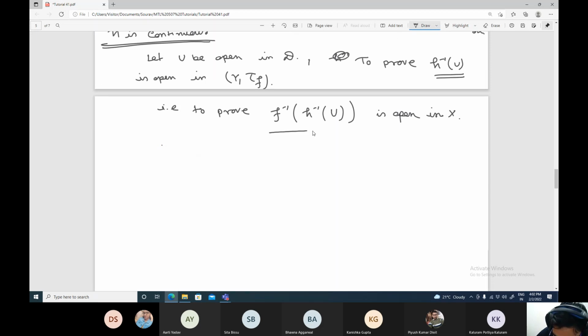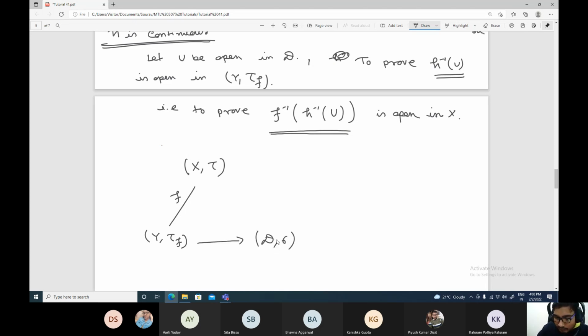So far I did not use any technical argument. Now come to that technical part which is given to you. Okay, let me use this one only. So we have x comma tau, a topological space. We have a map f which gives you another topological space, a map from x onto y. So this is y comma tau f. We also have f map here to this d comma sigma, right? And from where does this d come? This d comes from here. So this is h, actually, basically.